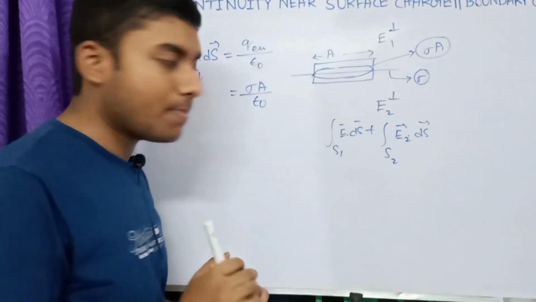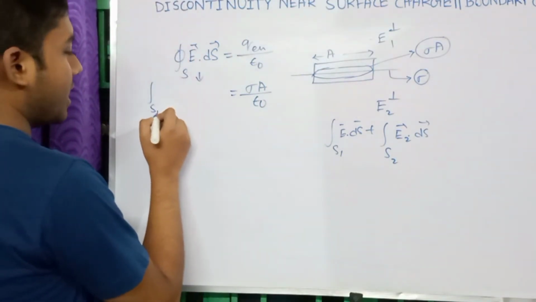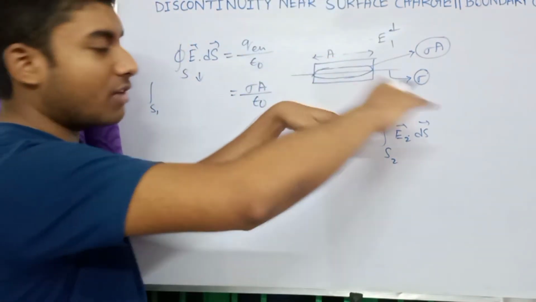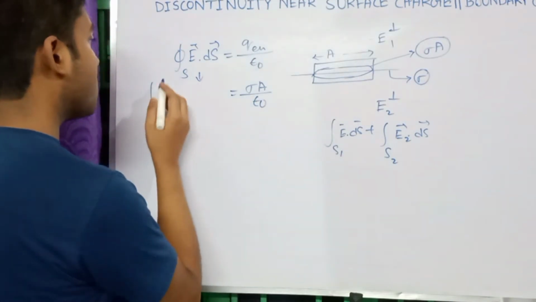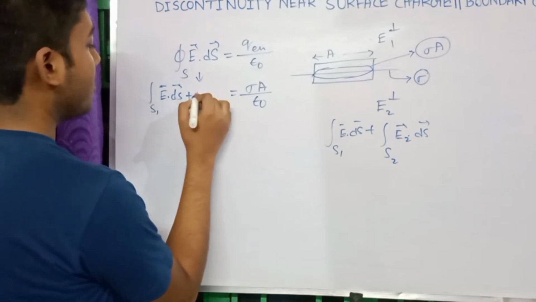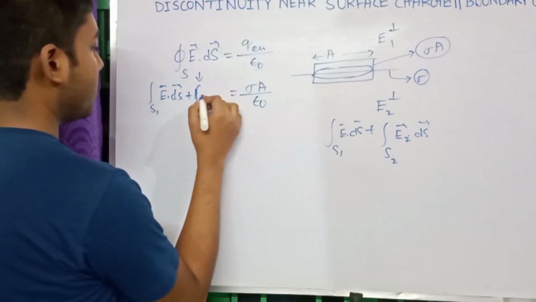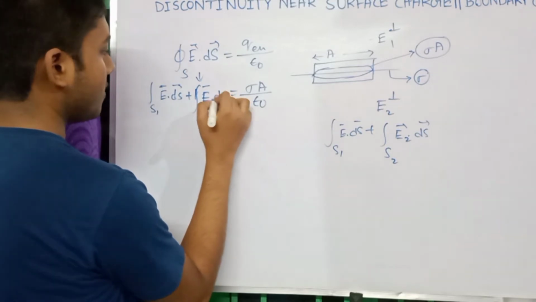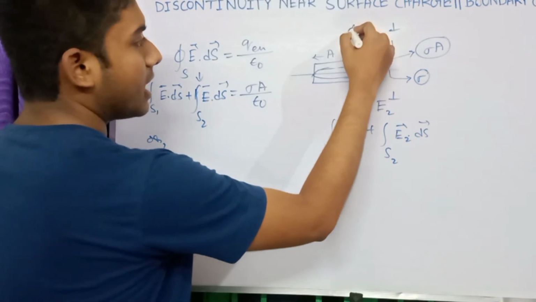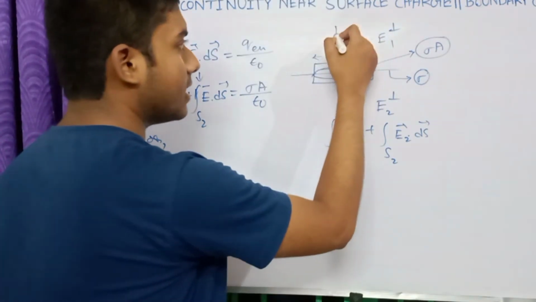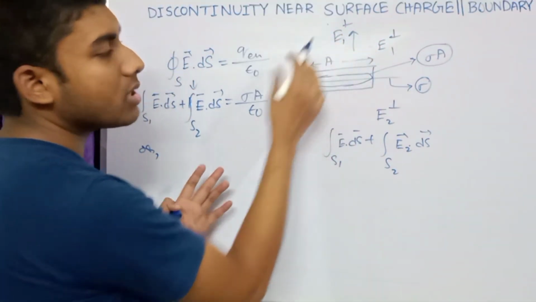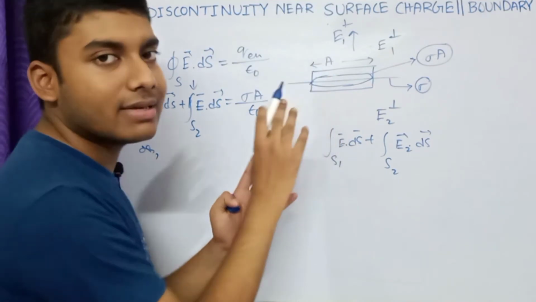So I am denoting S1 for the upper flat surface, and S2 for the lower flat surface. So integration over S1 of E dot ds plus integration over S2 of E dot ds. So this will be equal to, now suppose I am assuming that the electric field is directed upward, the perpendicular component, and we are assuming this to be positive. Okay, the upside we are assuming is positive.